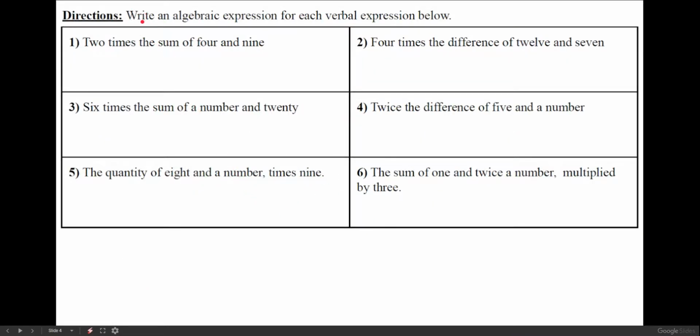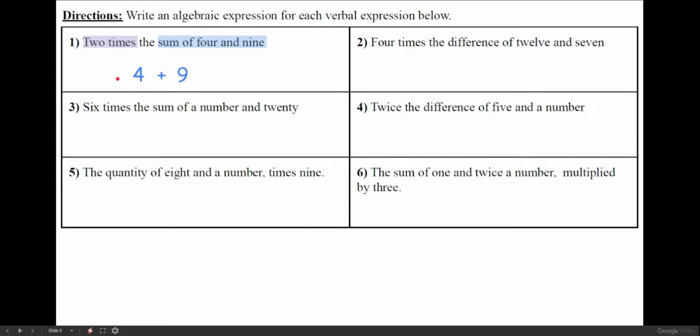All right, next section, directions. We need to write an algebraic expression for each verbal expression below. So with these expressions, you're going to have some distribution, some parentheses, packages, numbers. Anyhow, let's begin. 2 times the sum of 4 and 9. I'm going to highlight these. And let's think about it. The sum of 4 and 9, well, a sum is an addition problem, and if you need to write the sum of 4 and 9, it would be 4 plus 9.